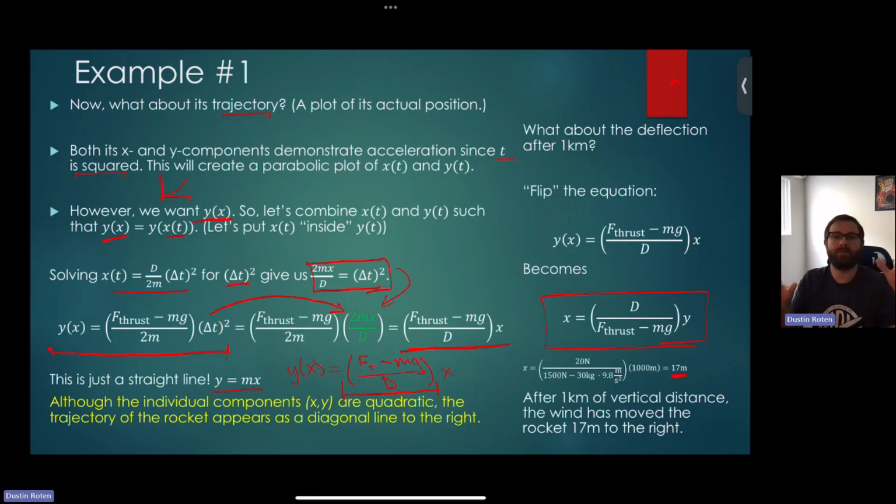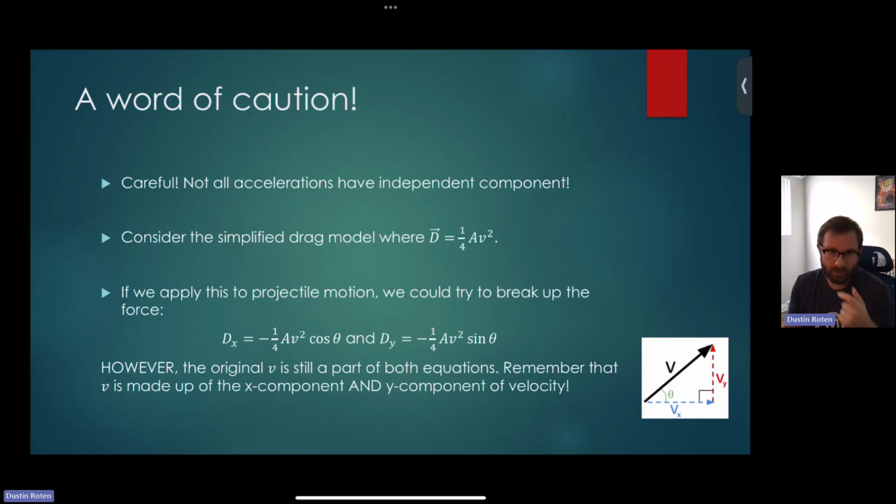So that was just a quick example showing that we can bust up accelerations into the x direction and the y direction. However, one word of caution. Not all accelerations have independent components. Okay, this should be components with an S.